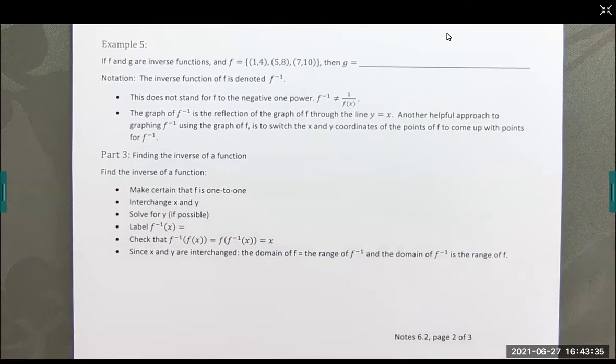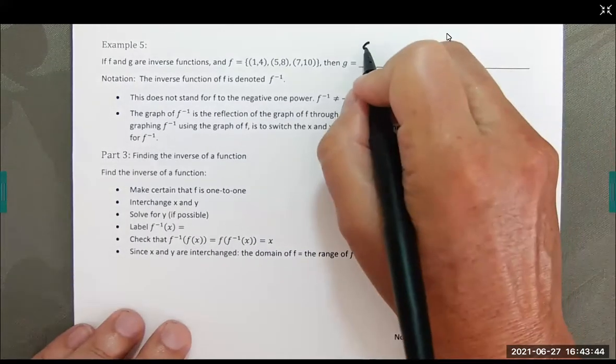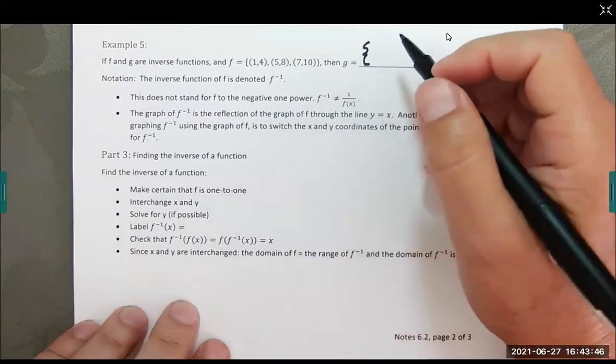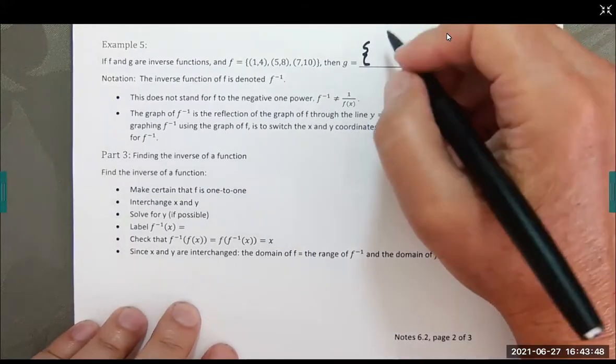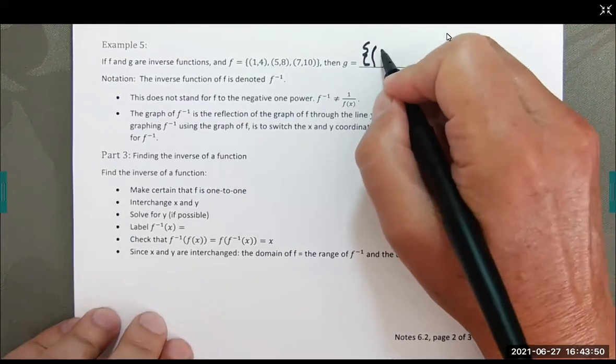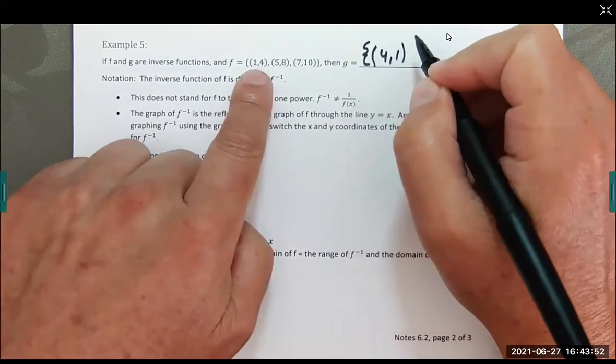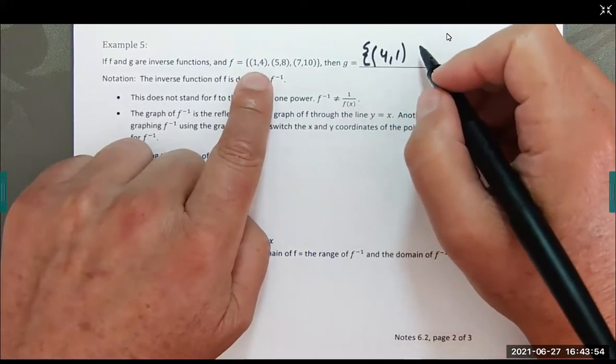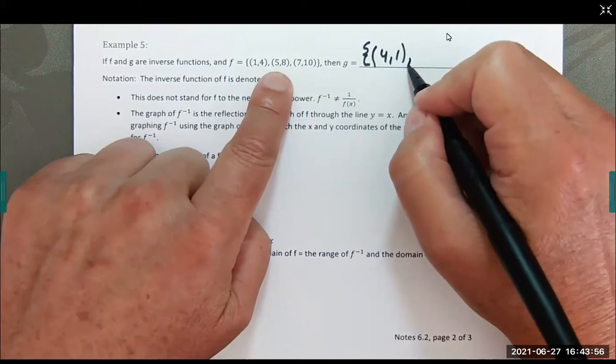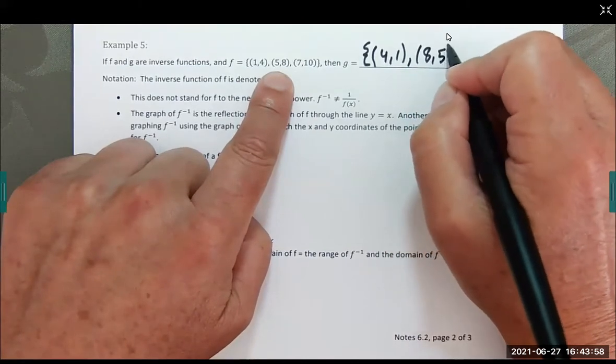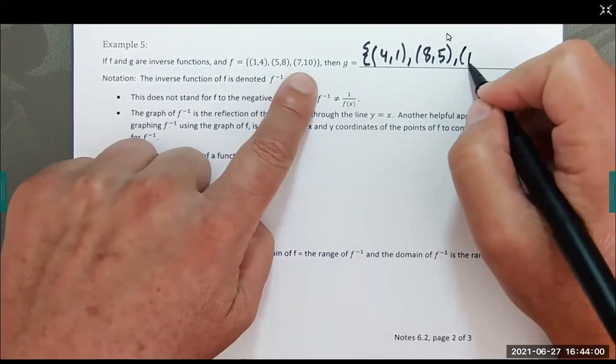All right, example 5. If f and g are inverse functions and f equals, and we have these 3 points, then g is going to be, and here's a key factor with inverse functions, the domain of one is the range of the other, and I say that down here somewhere. So this becomes 4, 1. See, it's exactly backwards, exactly opposite there. And here, it's going to be 8, 5. And here it's going to be 10, 7.